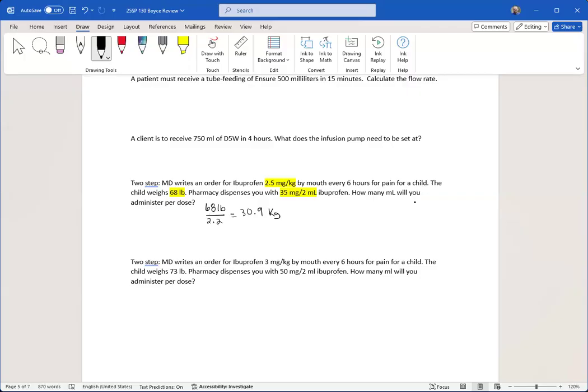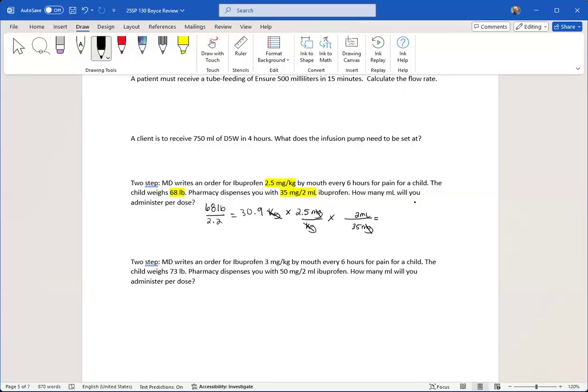Once we have our kilograms, this is where we're going to do step 1, which is multiplying by the patient's weight, the 2.5 milligrams per kilogram body weight. So we cross that out. And then step 2 is converting the milligrams to milliliters. So the 35 milligrams and the 2 milliliters. And then we just solve.